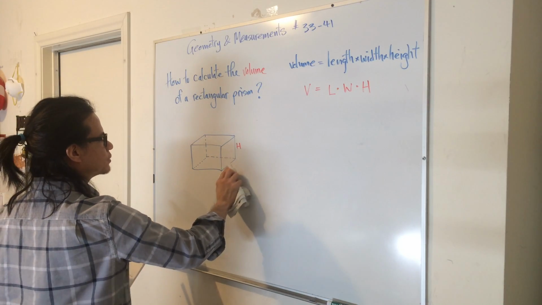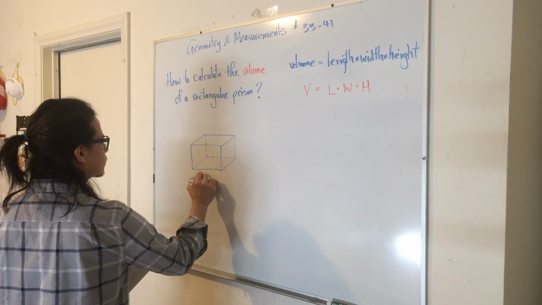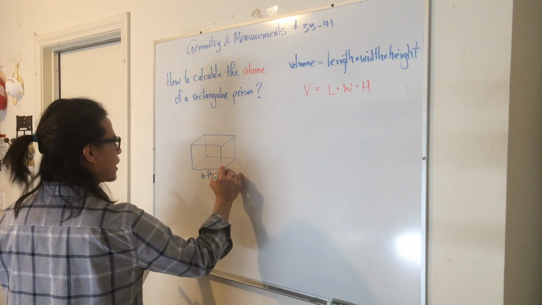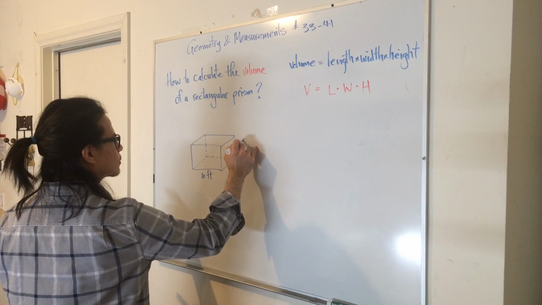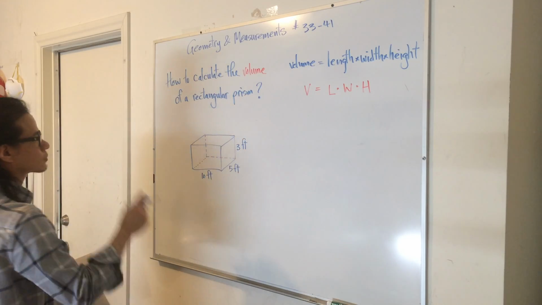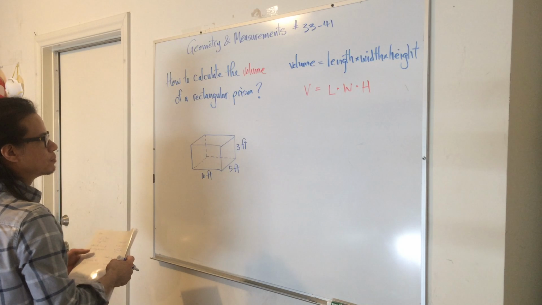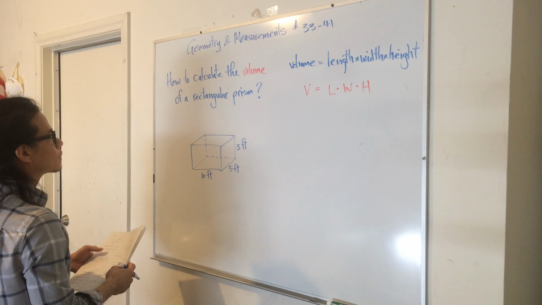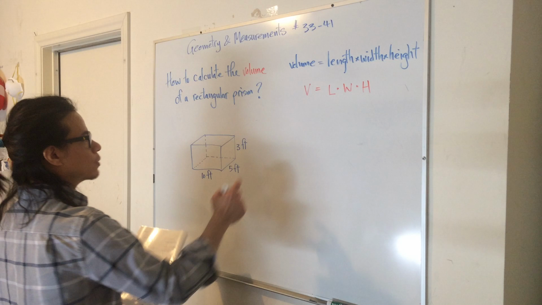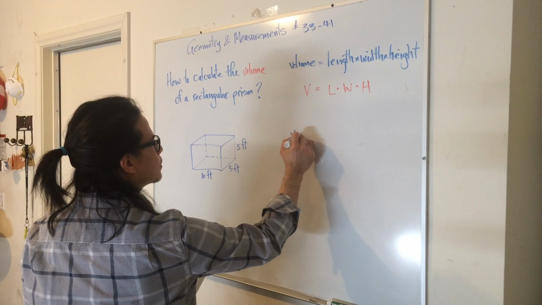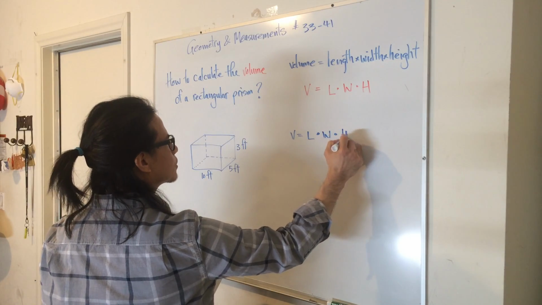Okay, so let's give you some real numbers to work with. Let's say this is 10 feet. The width is 5 feet. And the height is 3 feet. Okay. What is the volume of this rectangular prism here? Okay, so we're going to use that formula. V equals L times W times H.